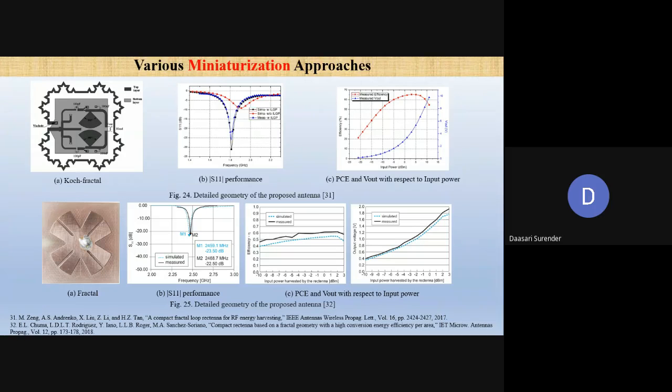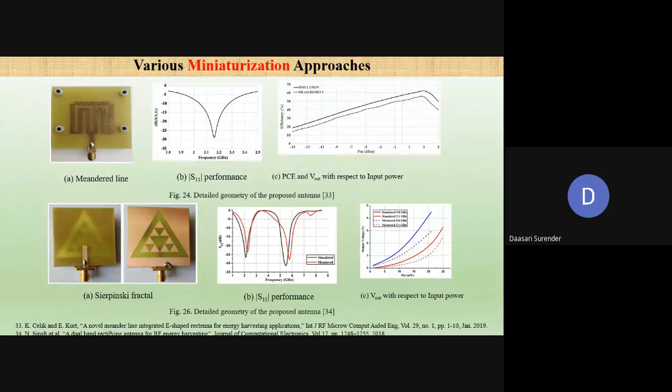And these are the various miniaturization approaches. The increase in antenna dimension increases the overall dimension of the rectenna, which limits the application. So in order to reduce the antenna dimension, some approaches have been proposed by various researchers. The first one, Koch fractal geometry, is proposed. And in the second one, fractal geometry is proposed for achieving compactness. And this is the Minkowski structure and this fractal geometry.